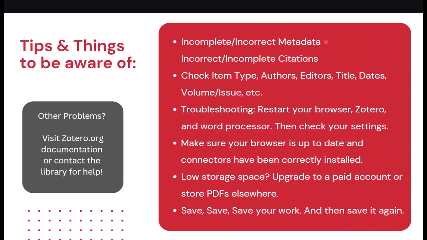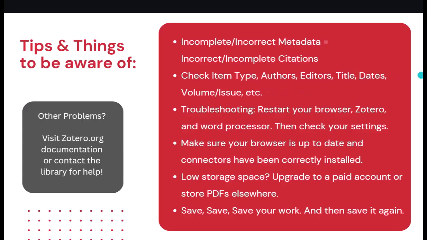Okay, so I want to wrap up with a few tips and things to be aware of when you're working in Zotero. So I want to mention again that Zotero is really, really good at formatting citations correctly in the thousands of citation styles that are uploaded into it. However, if the metadata is incorrect or incomplete, your citations are also going to be incorrect or incomplete. So just make sure you're checking that. The item type, the authors, title, dates, volume, issue, all that relevant metadata to make sure it's correct.